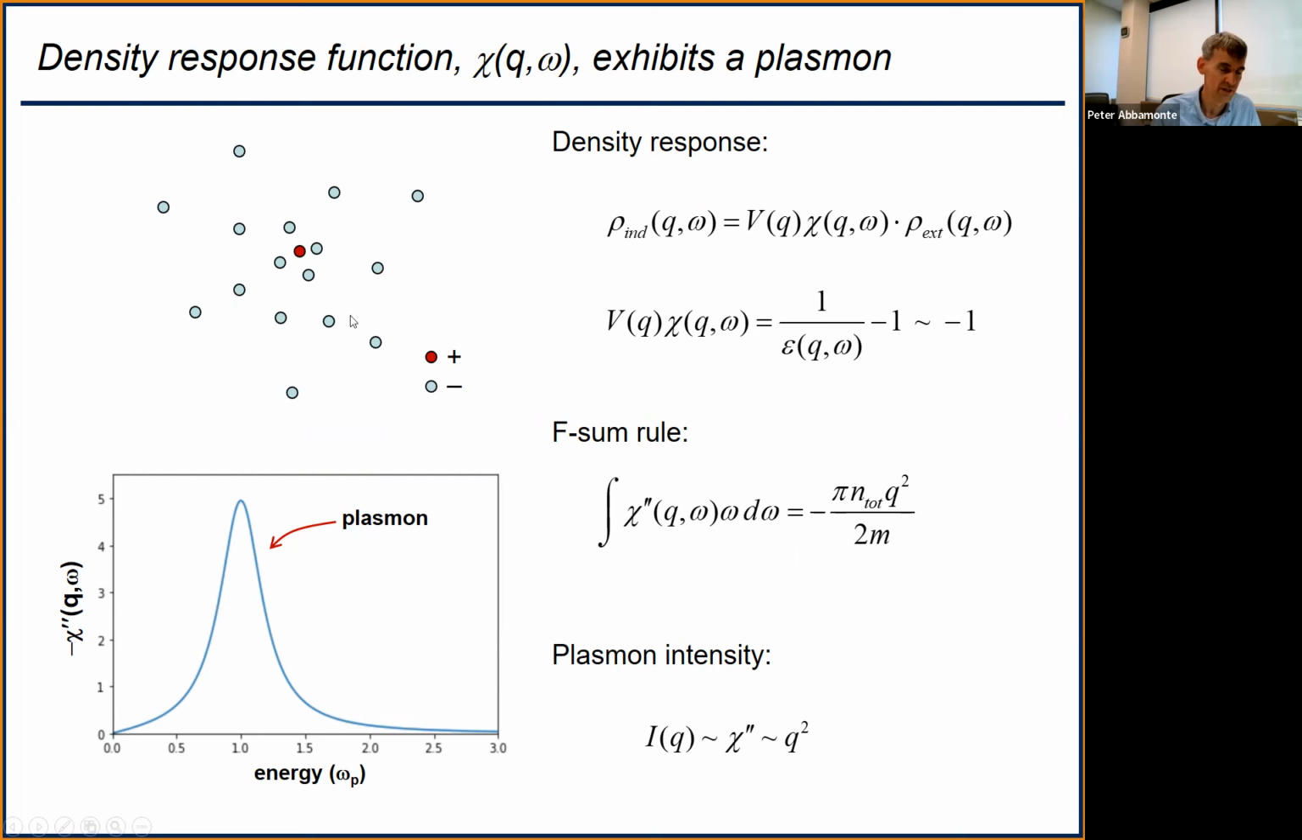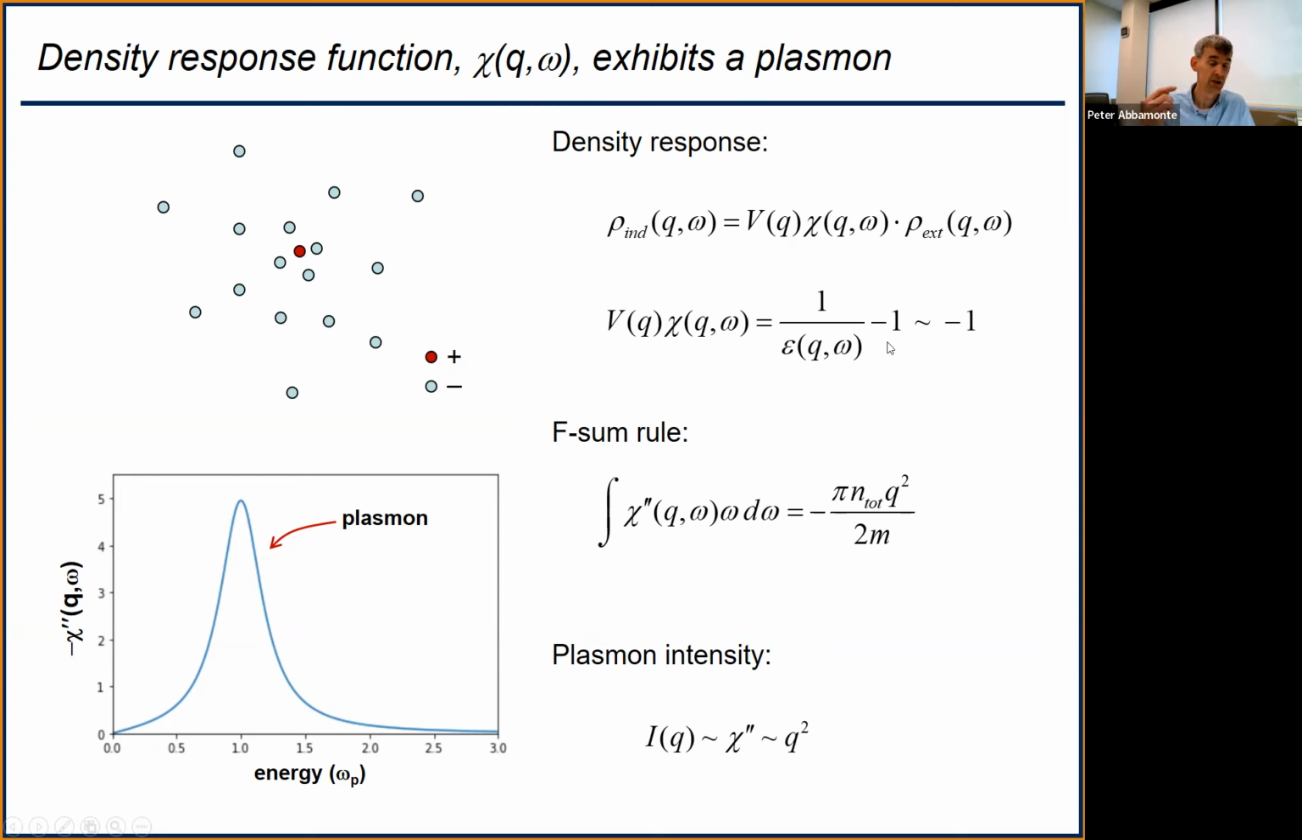the blue dots represent electrons in a metal and the red is some impurity that you put in, then this response function will tell you what the induced charge is due to that externally applied charge. So rho induced is V chi rho external in linear response. So the screening properties of a material are also embedded in this quantity that tells you how excitations propagate in the system. So V chi is related to epsilon, one over epsilon minus one.